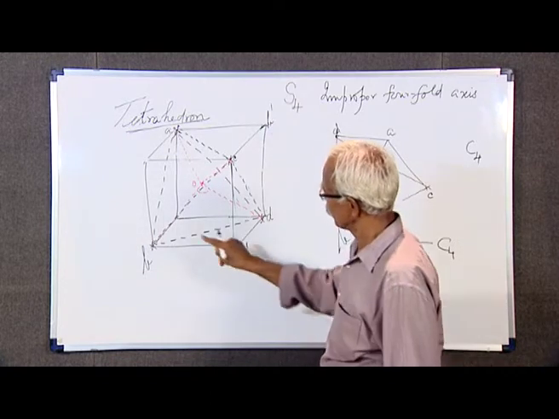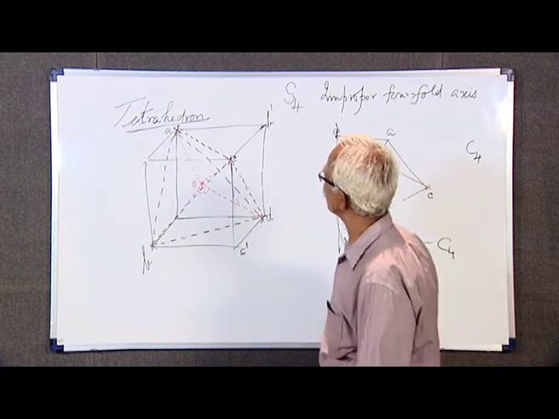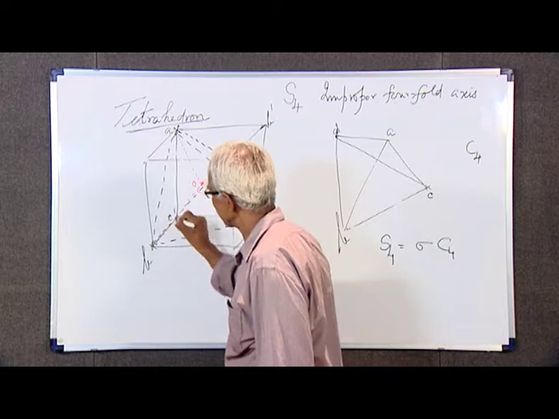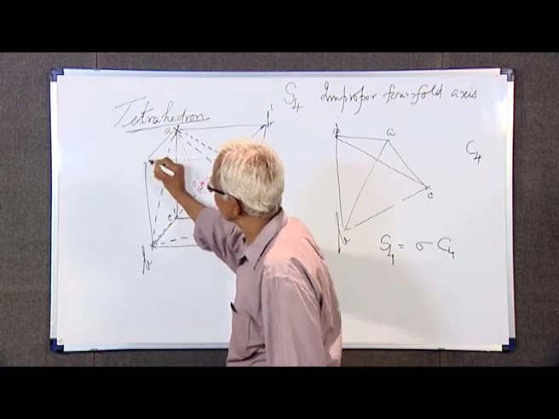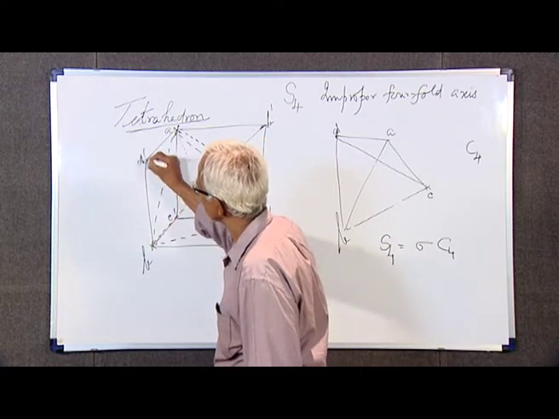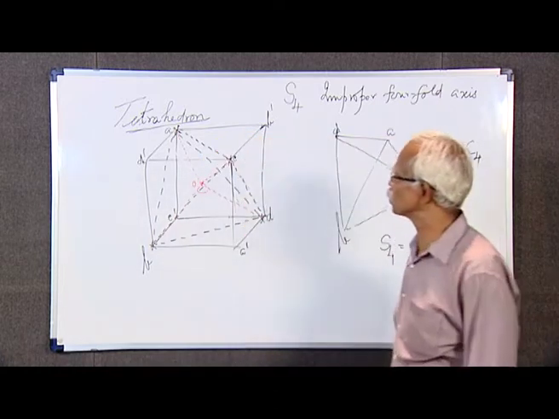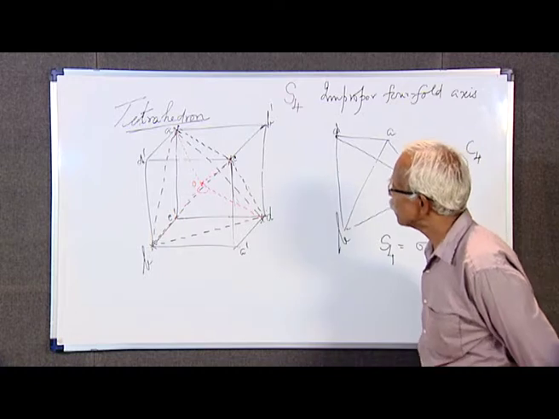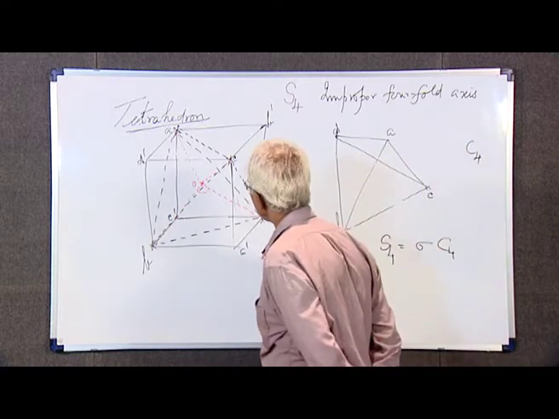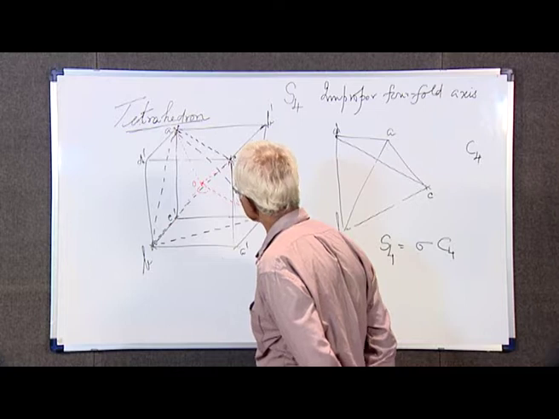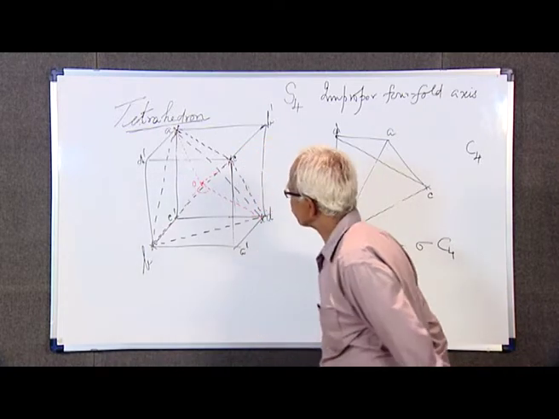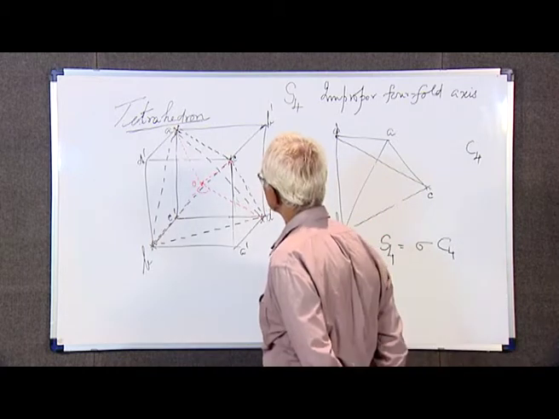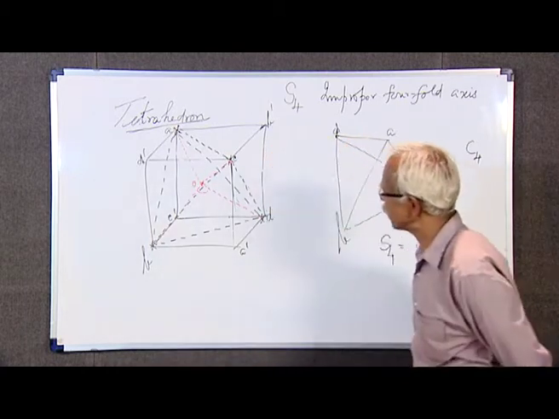B prime. See, these are diametrically opposite points, they are of equal status. C and C prime, D and D prime. See, there are 4 body diagonals of the cube, A A prime, B B prime, C C prime, D D prime. They are all having equal status, and again A and A prime are having equal status inside the cube. Similarly, B and B prime, C and C prime, D and D prime.